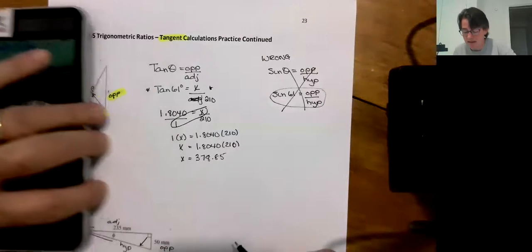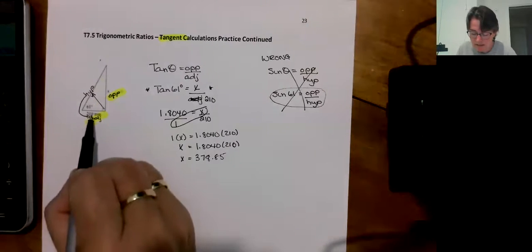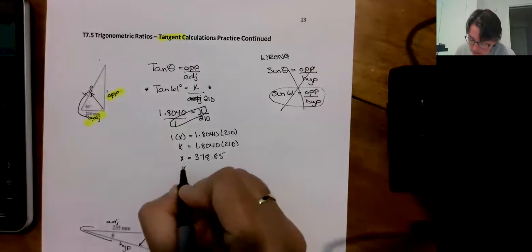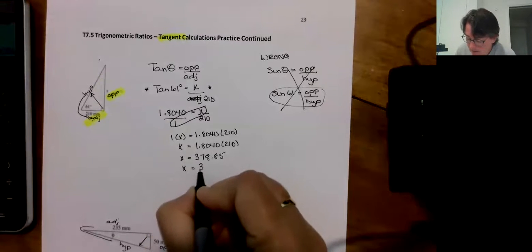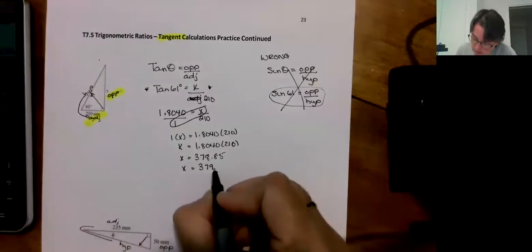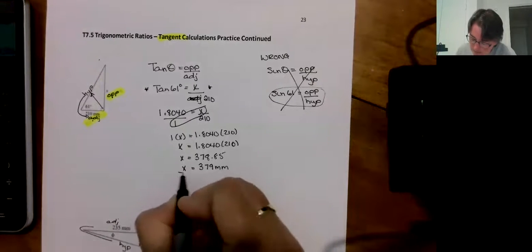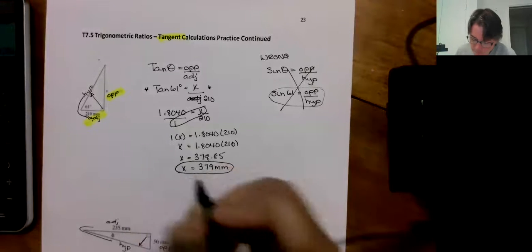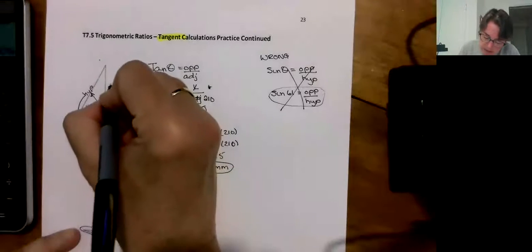I'm not rounding yet. Now I'm going to look at my question. It looks like it's to the nearest whole number. So x is equal to 379. And see, this has millimeters, so we're going to put millimeters here too. And there we go. So 379.